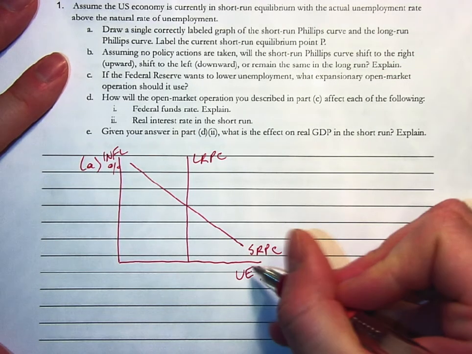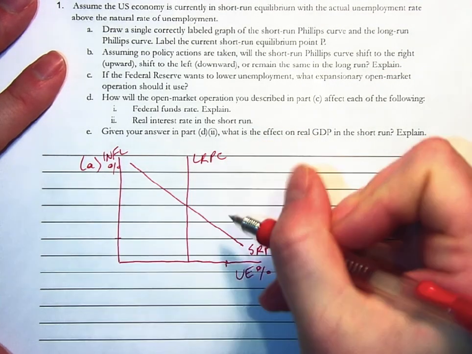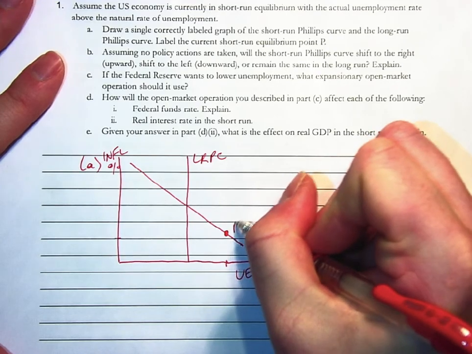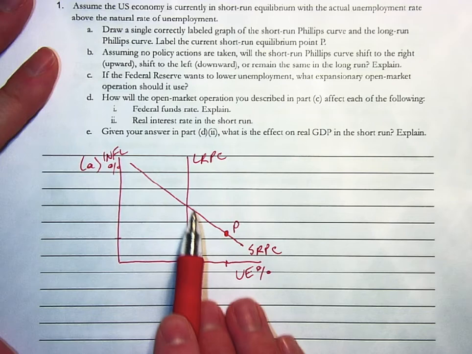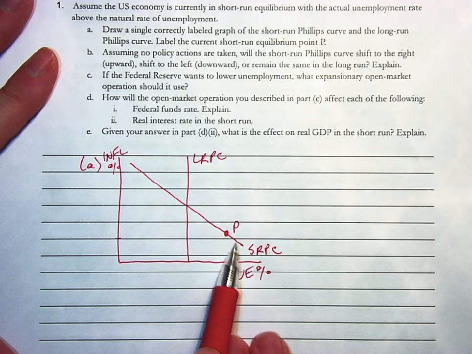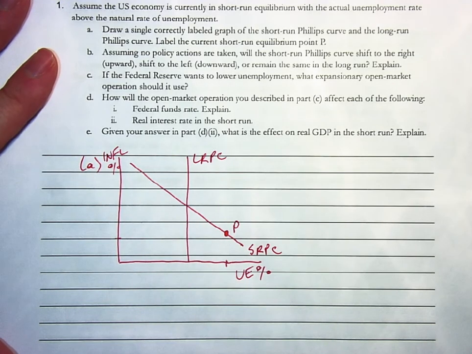So we want high unemployment and low prices. So that's going to be down here. Any point below this intersect is actually fine. This intercept is fine here. So any point along here would be acceptable.